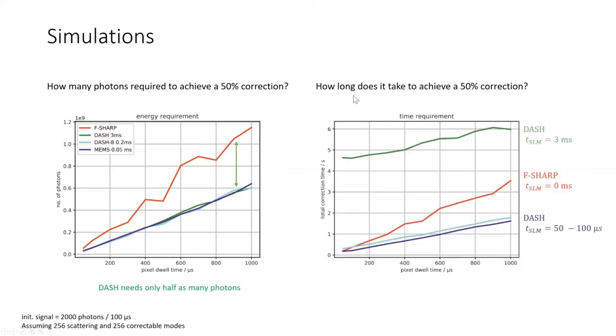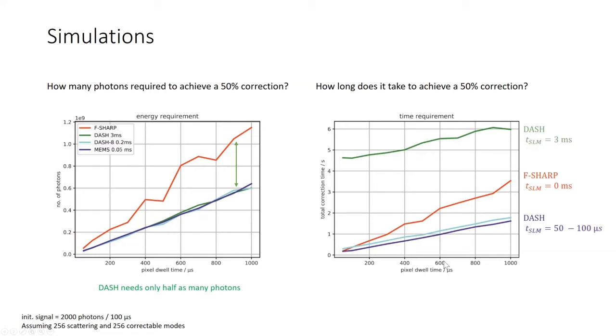Another interesting question is how long it actually takes to achieve this 50% correction level that we have set here as our limit. And there we see that, of course, this strongly depends on which SLM is actually used to implement the technique and what's the necessary pixel dwell time to accumulate a sufficient number of photons. Now we see if DASH is implemented with a nematic liquid crystal light modulator, the fastest one switching around 3 milliseconds from one pattern to the next.